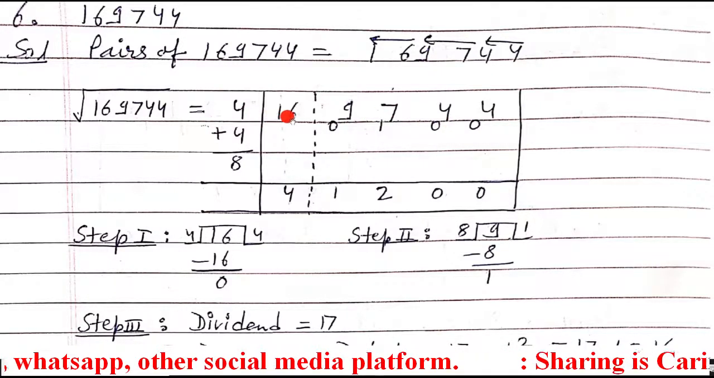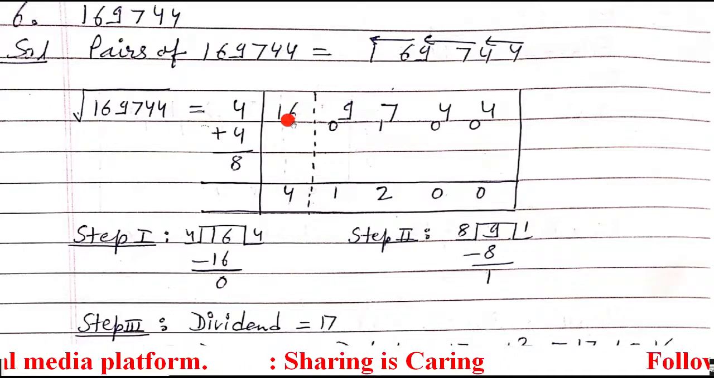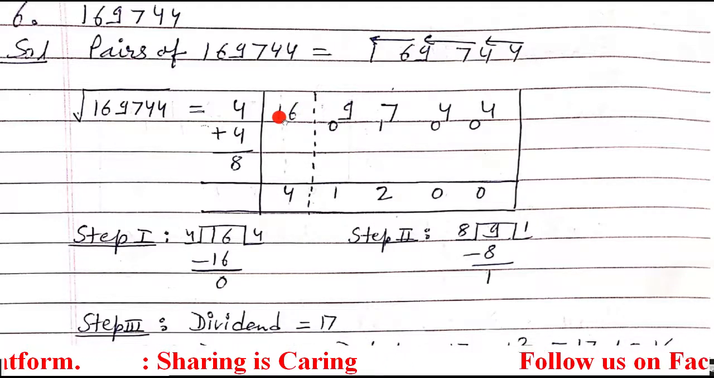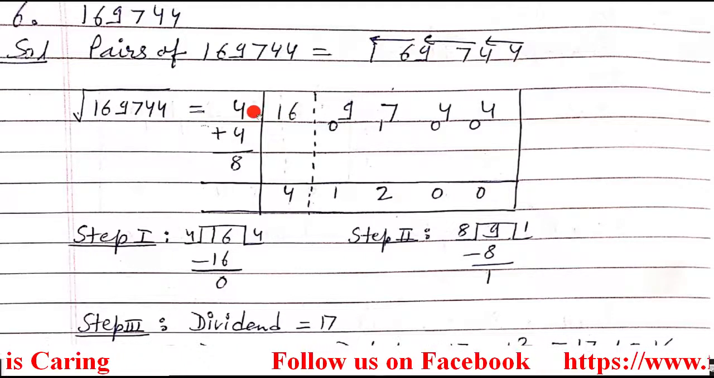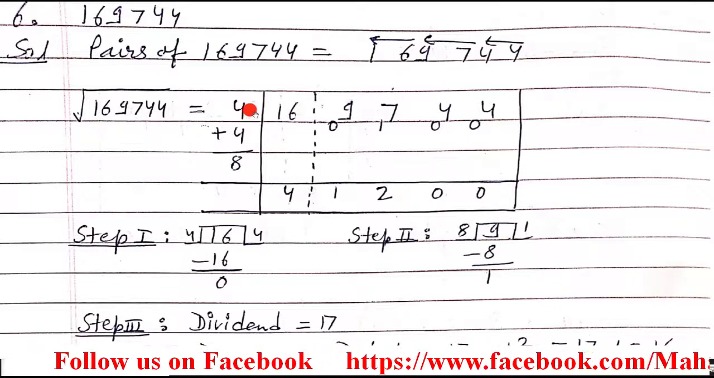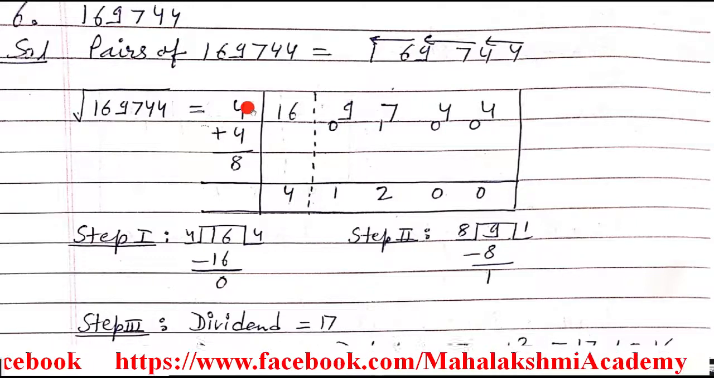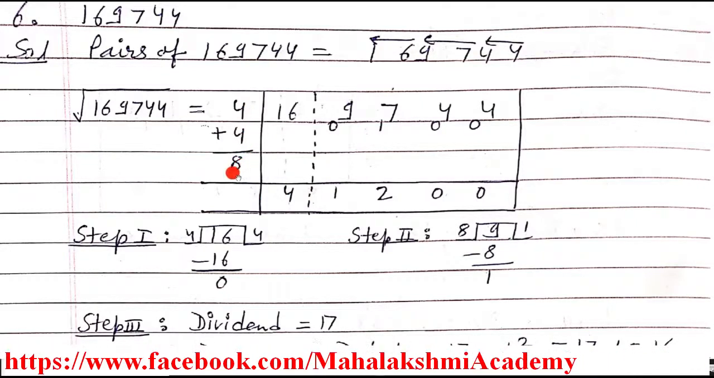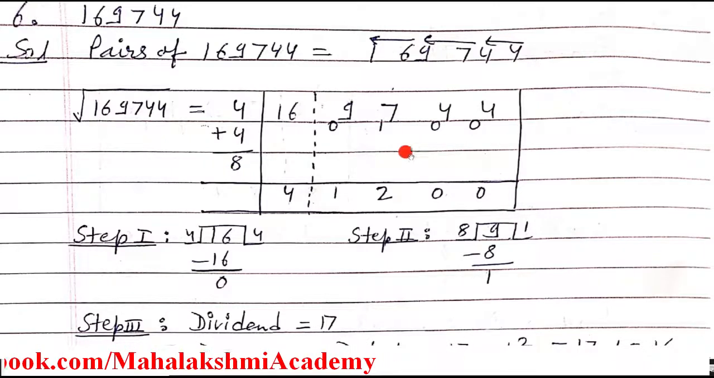Now, whatever first pair you wrote in the second section, that is 16, we have to think of a number whose square is 16 or just less than 16. That gives us the number 4, since 4 fours are 16. So write 4 at 3 places: first place, second place and third place. Add them: 4 plus 4 is 8. So this 8 is your divisor for all the next divisions in the third section.